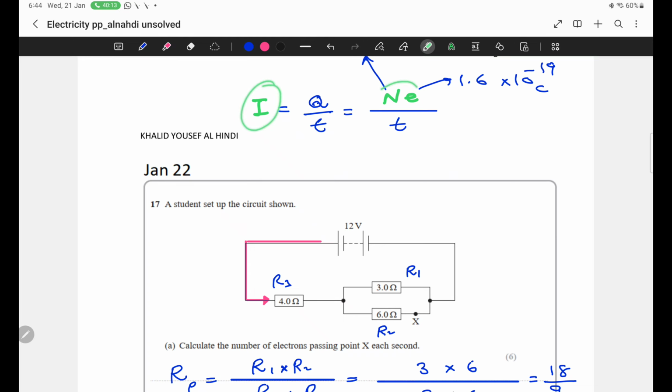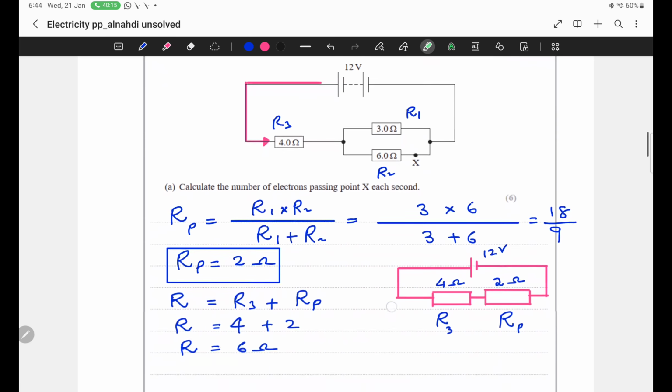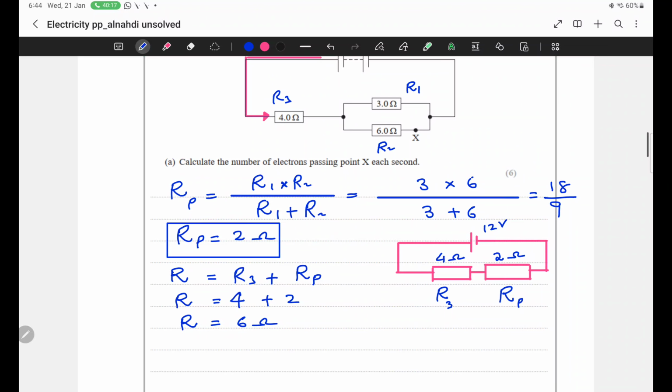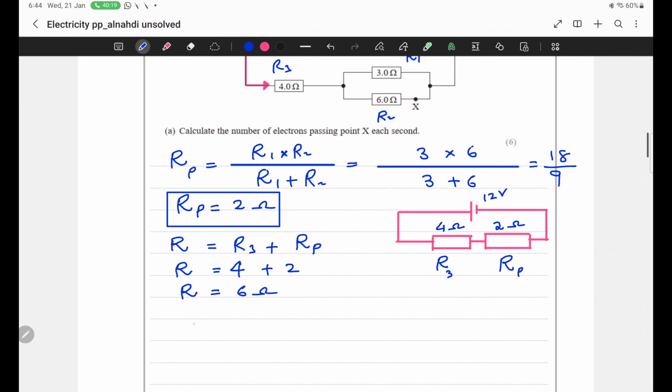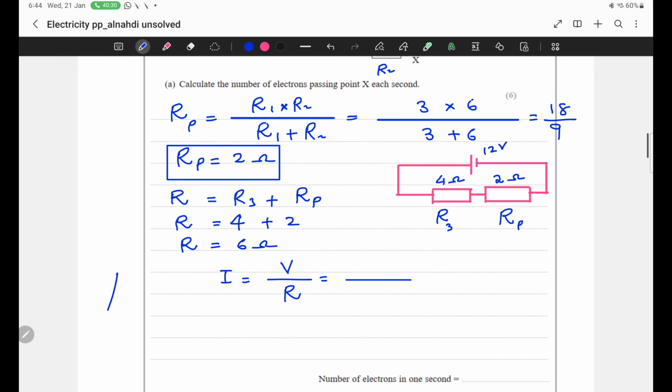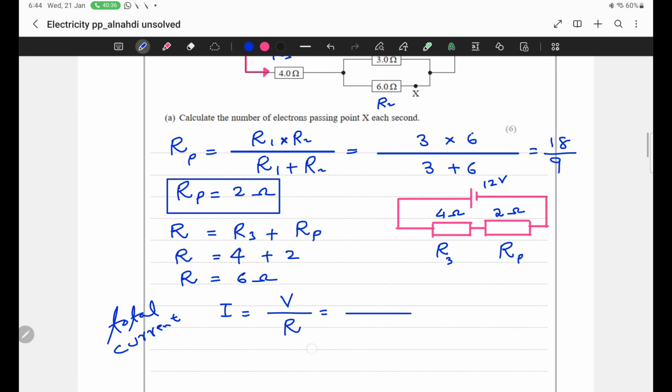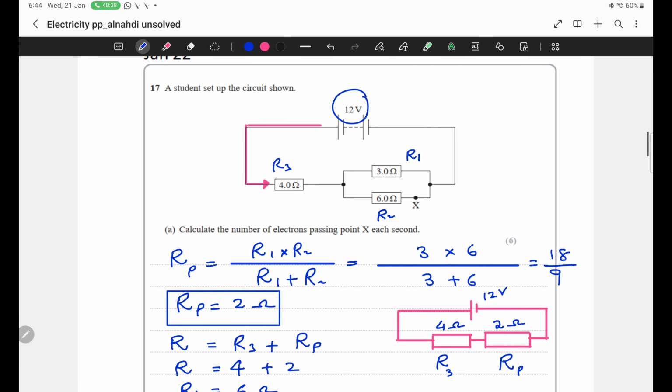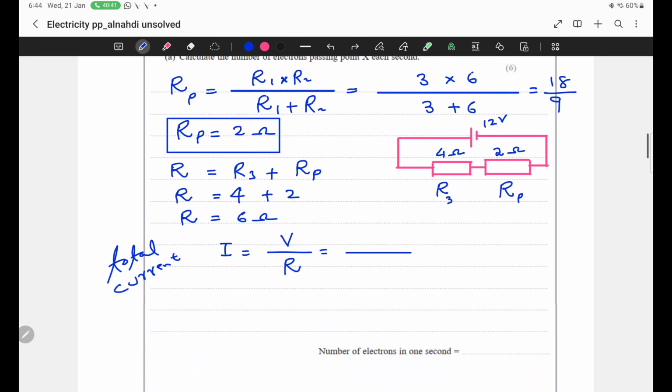And you need current. You need current to calculate N. So I can say the total current of the circuit will be total voltage divided by total resistance. First, we are calculating the total current of the circuit. Total voltage is 12.